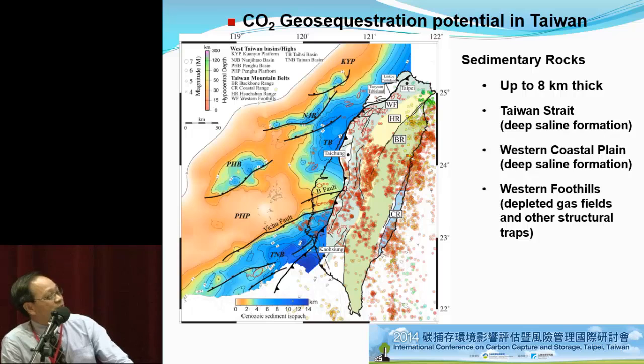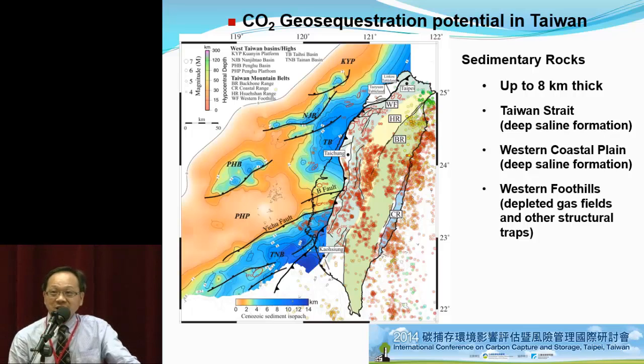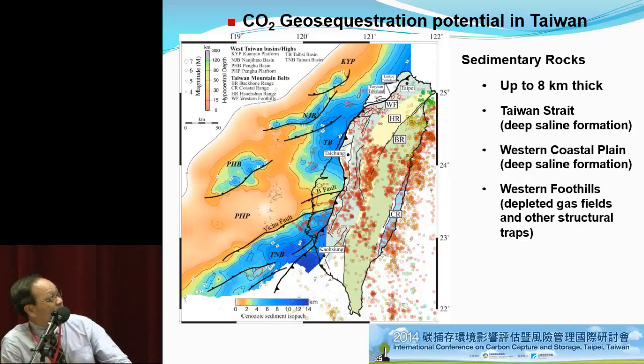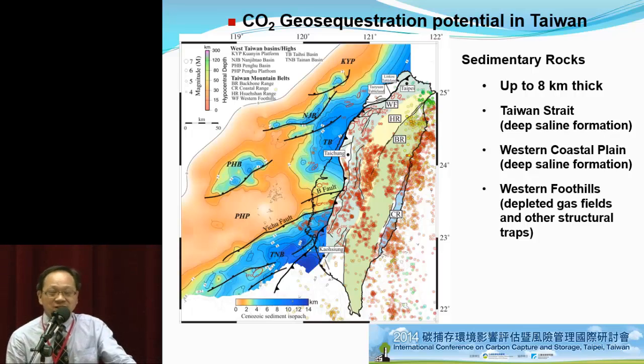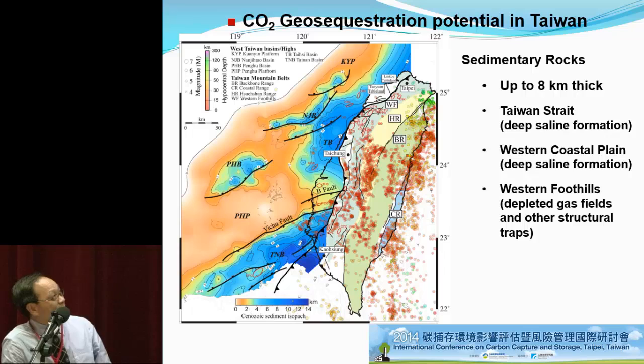The red circles show the gas fields that have been discovered and developed by Chinese petroleum corporations, especially in northern Taiwan. To the west of this, the color shows the sediment thickness. The sediment mostly consists of conglomerate, sandstone, and shale. For example, we have two major basins, the Taixi Basin here, and the Tainan Basin.